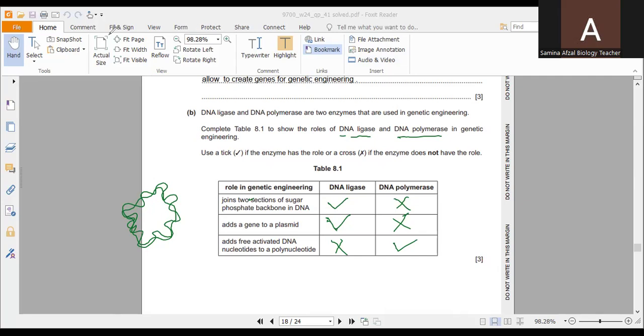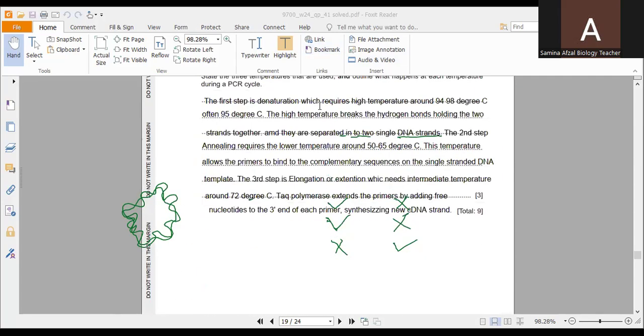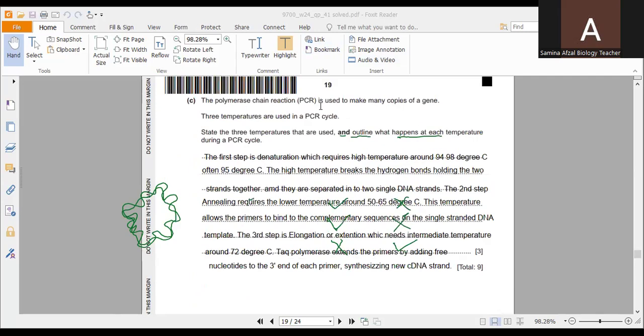Now we will move towards the next question. And the next question is: the polymerase chain reaction, PCR. Polymerase chain reaction, PCR, is used to make many copies of a gene. Three temperatures are used in a PCR cycle. State the three temperatures that are used and outline what happens at each temperature during a PCR cycle.